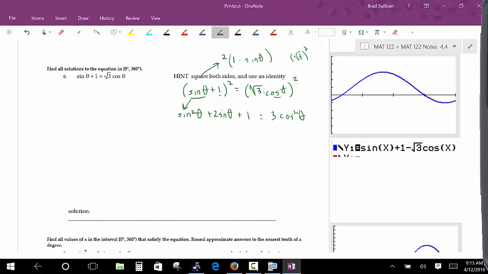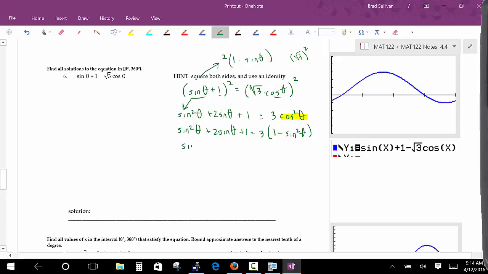Now what we're going to do in this is it would probably be wise to do what with that cosine squared? What do you think? Change it to 1 minus sine squared. How come? Because then you've got nothing but sines in your equation, and that makes it easier. Since I've already got sines here, what I'm going to do is just bring this down. That's sine squared theta plus 2 sine theta plus 1 is equal to 3. And then I'm going to replace this with 1 minus sine squared theta like that. Okay?